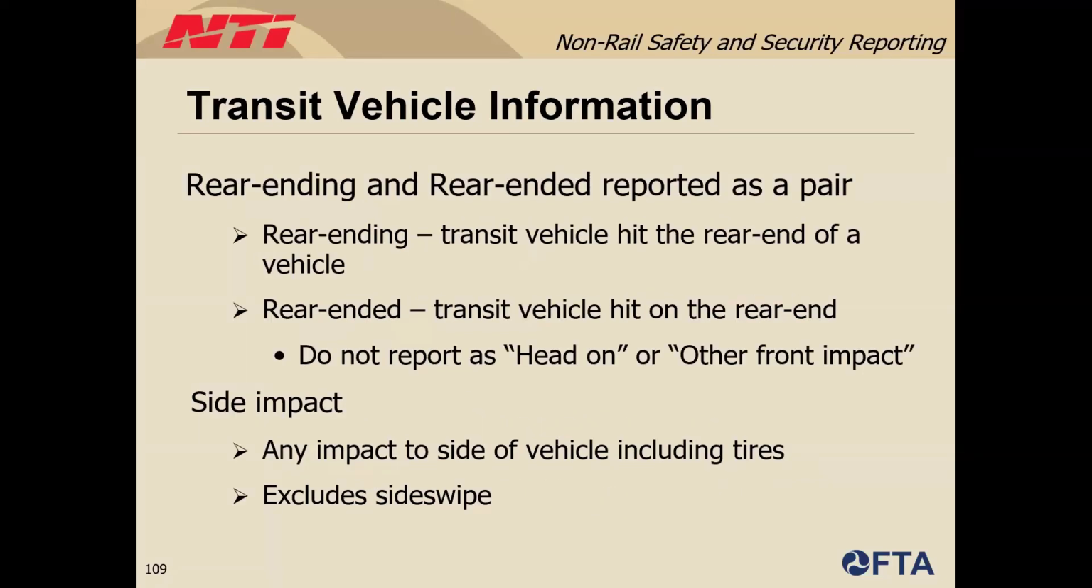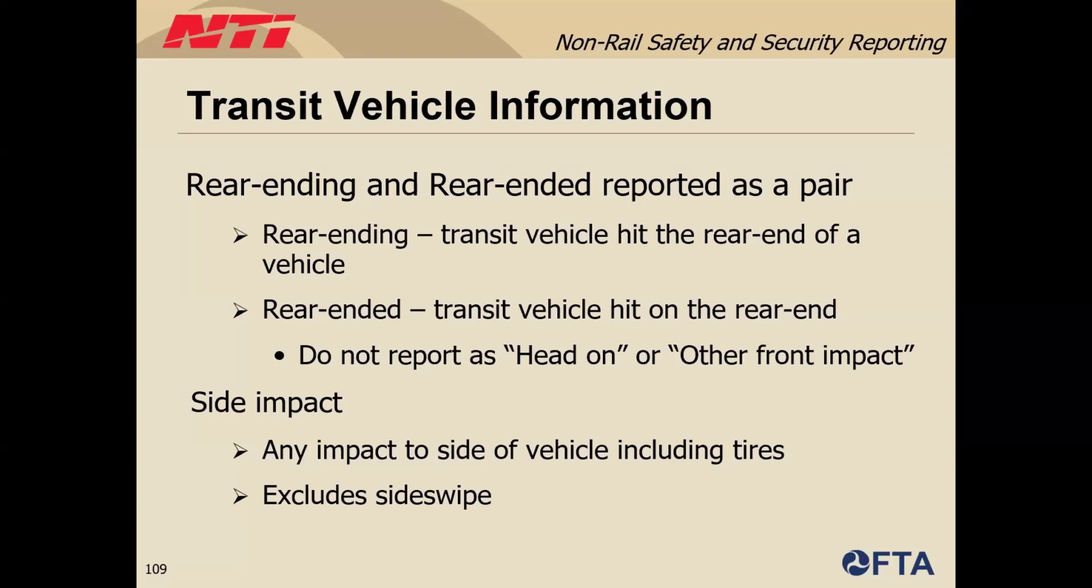Rear-ending and rear-ended must be reported as a pair. If the transit vehicle hits the rear end of a vehicle, the transit vehicle collision type is reported as rear-ending, and the collision type for the vehicle that was struck in the rear is reported as rear-ended. Don't use either of these terms along with other front or other rear impact unless there are more than two vehicles involved.